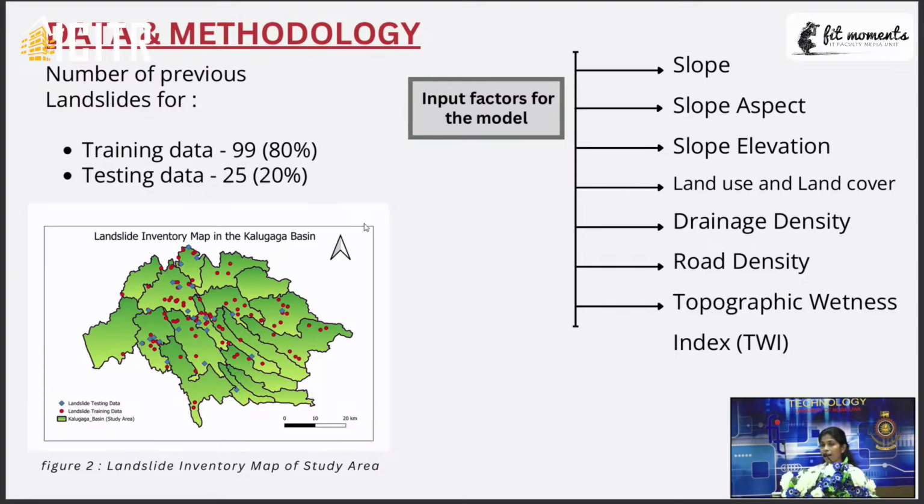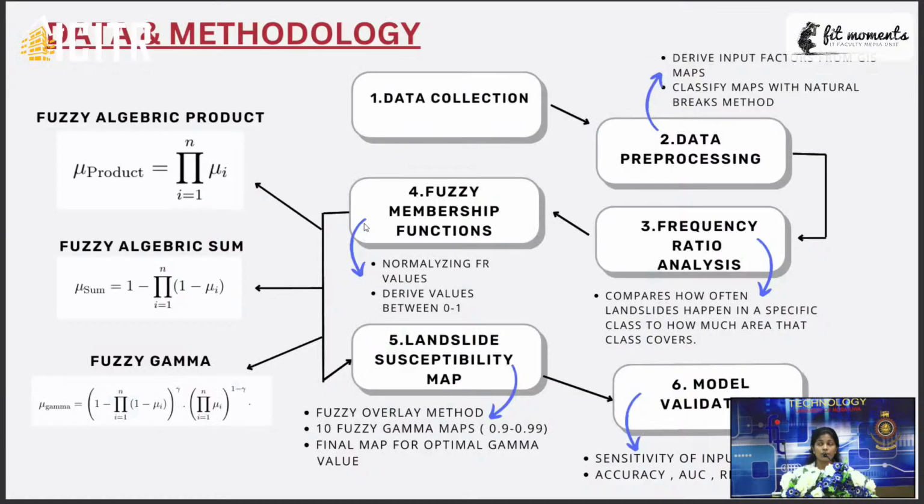I did this research in collaboration with the National Building Research Organization. From their guidance and my own literature review, I identified 7 key factors that affect landslides in this unique area. They are slope, slope aspect, slope elevation, land use and land cover, drainage density, road density, and topographic wetness index.